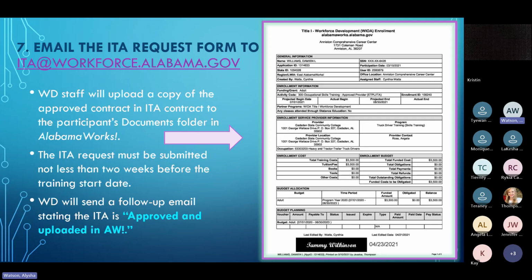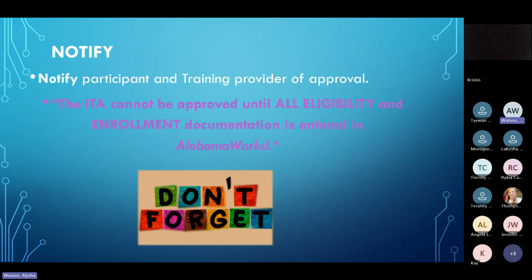Sometimes there may be something that we looked at in the documents or case notes, and we might have more questions, so we will communicate with you through email in order to get the matter rectified and continue processing the ITA request. Again, once you get that ITA contract, you send it to the provider and you let the participant know that they have gotten their ITA funding approved.